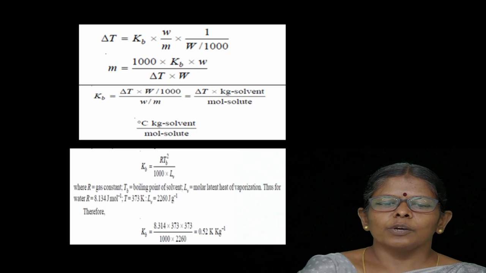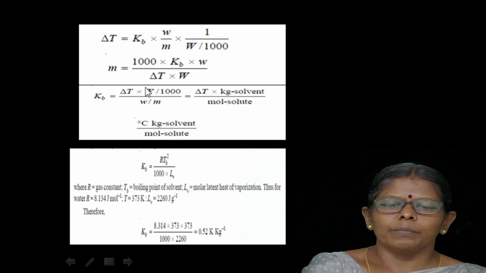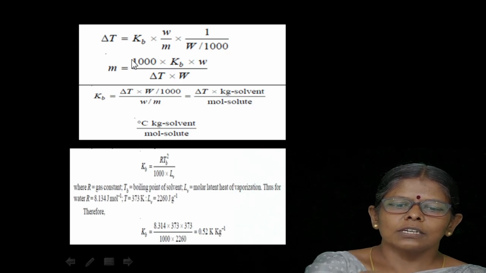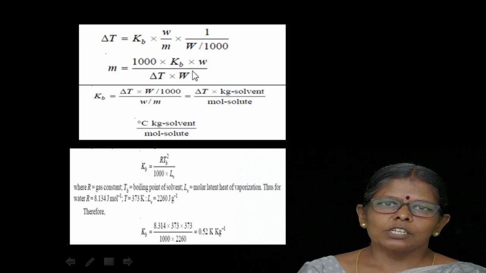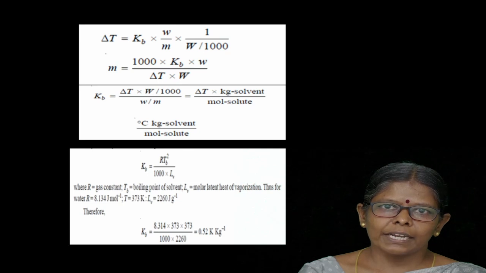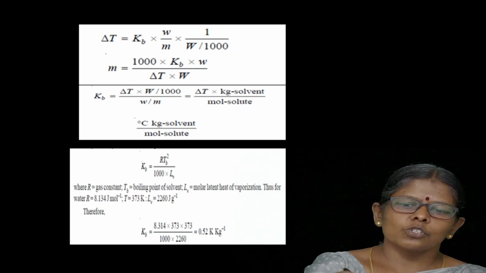Once the elevation of the boiling point is measured using the Cotrell's apparatus, we can determine the ebullioscopic constant. The ebullioscopic constant is a constant value. Therefore, we are measuring the elevation of boiling point using this Cotrell's apparatus. And what is the value? W is nothing but the solvent weight. The solvent weight can be determined from the volume of solvent we have taken, multiplied by the density of the solvent. Therefore, the weight of the solvent can be determined.